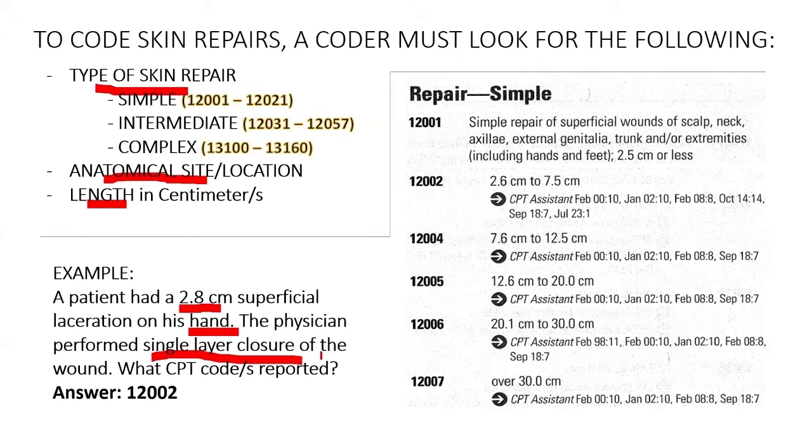It is 2.8 centimeters. Here are some of the codes for simple repair. Simple repair of superficial wounds of scalp, neck, axillae, external genitalia, trunk and or extremities, including hands and feet. It is a simple repair in this example, and it is on the hand. But the length of it is 2.8 centimeters. 2.8 centimeters will not fall in this range. It will fall in this range. So we will pick up this code. And that is the answer.